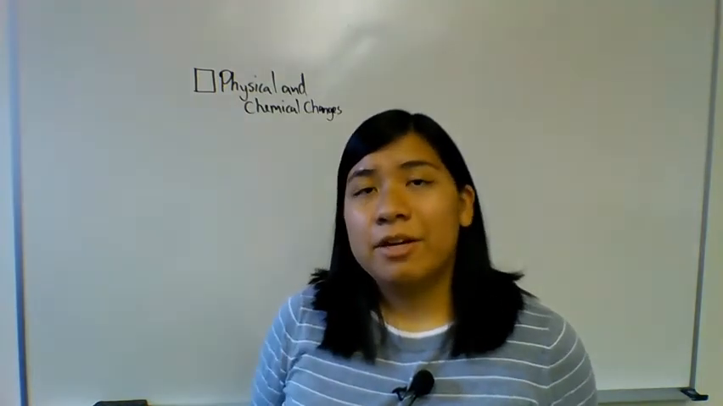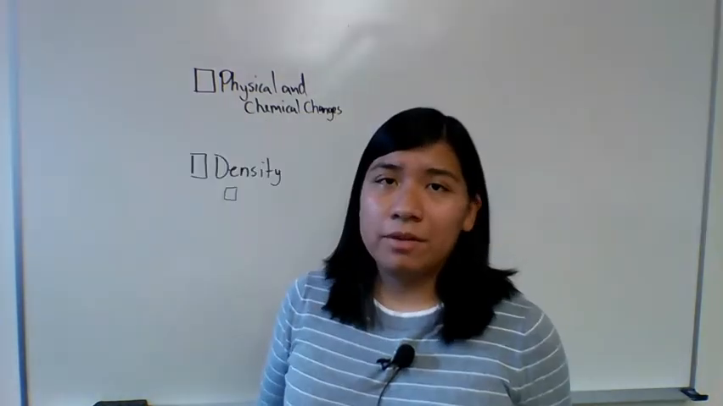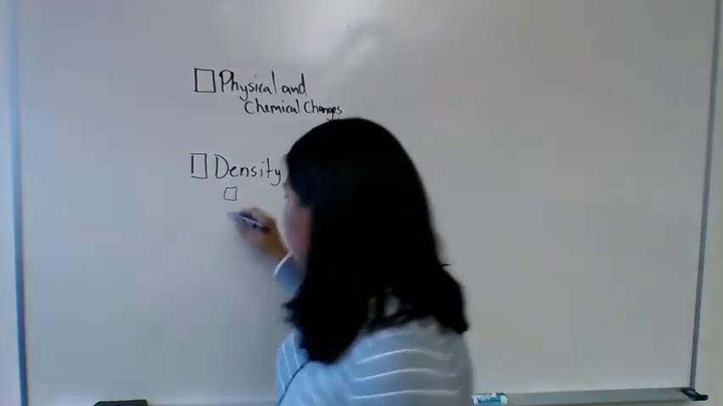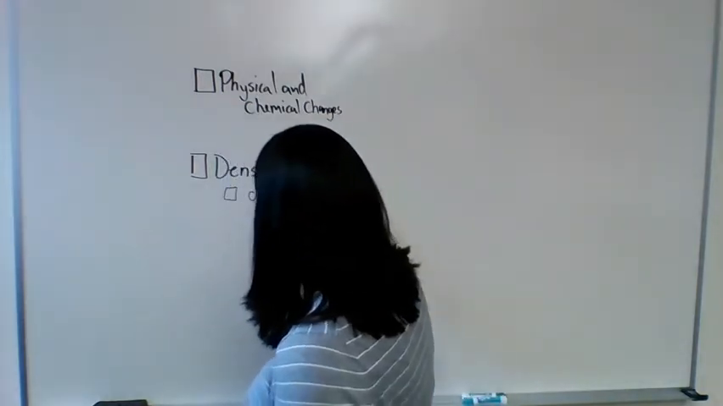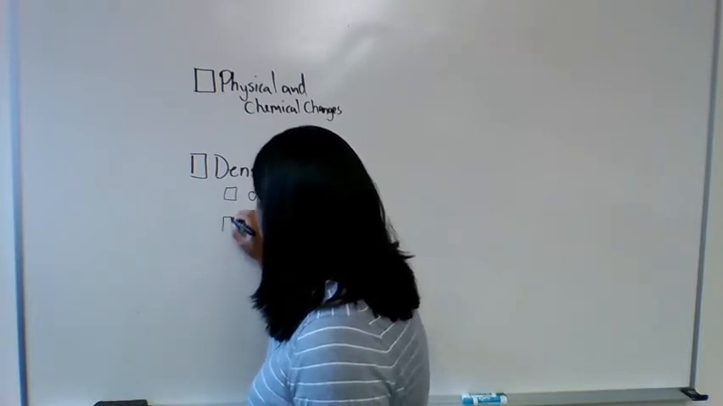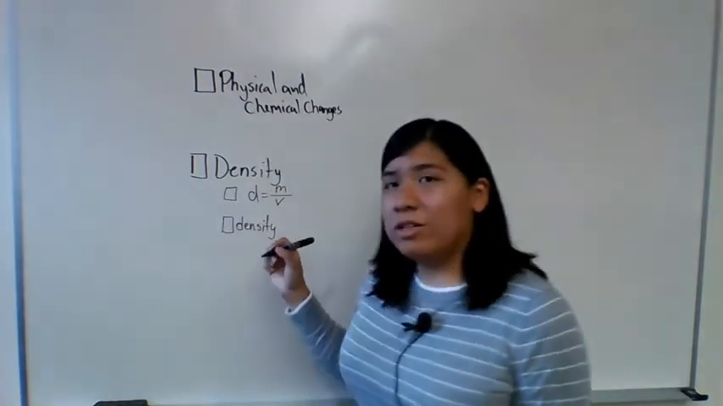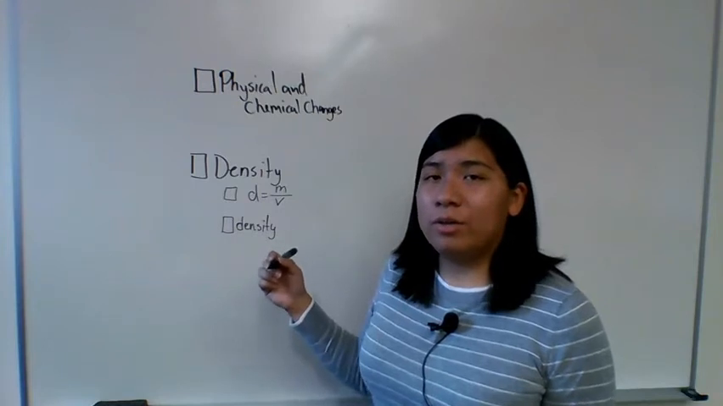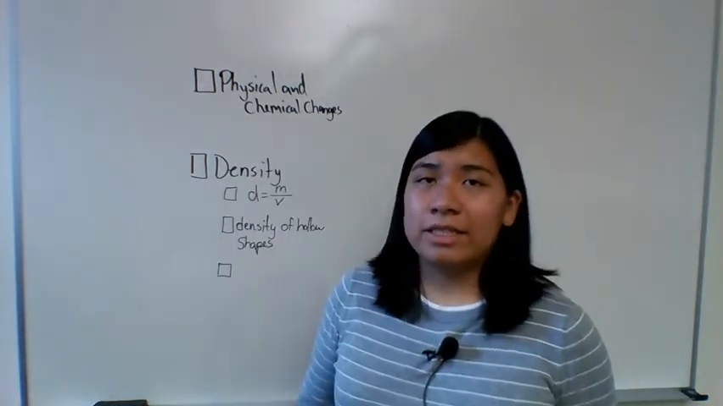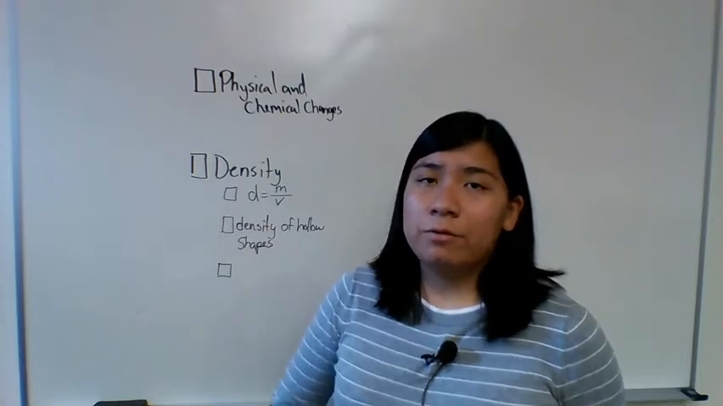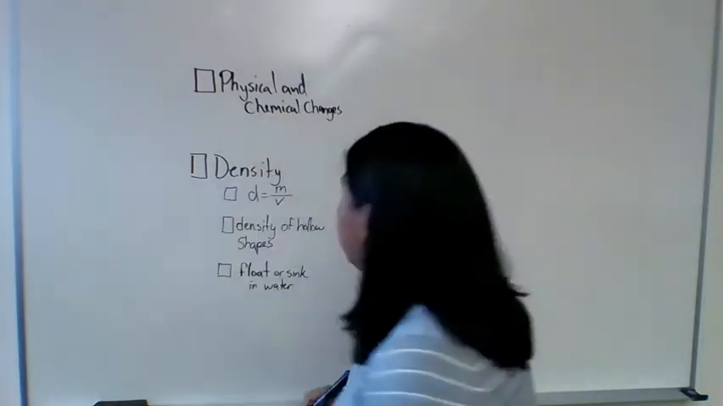The second thing that we covered was density. We covered the equation D equals mass over volume. And don't forget your units. We also covered density of hollow shapes. And the last thing that we covered is determining if something will float or sink in water.